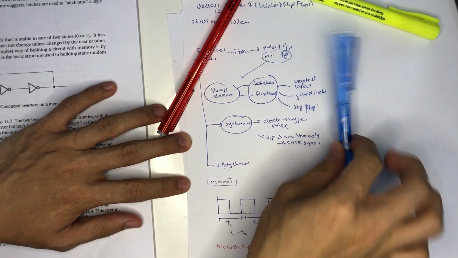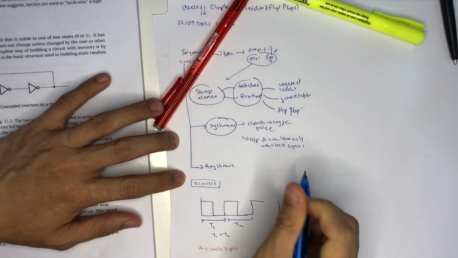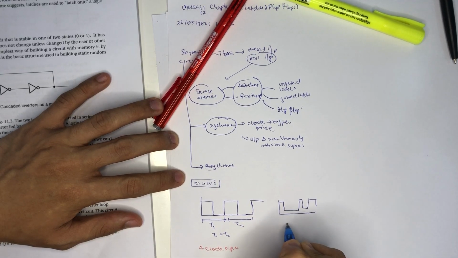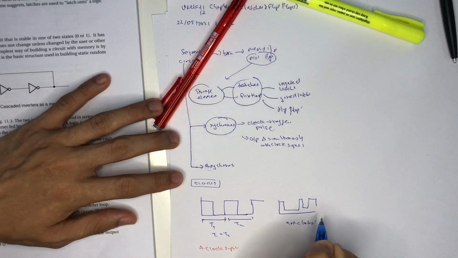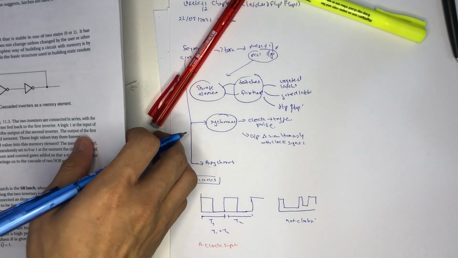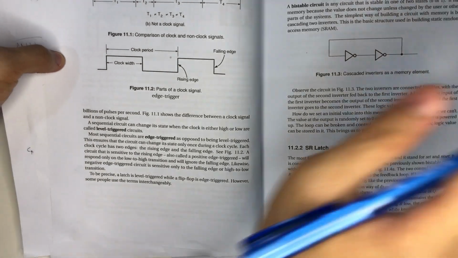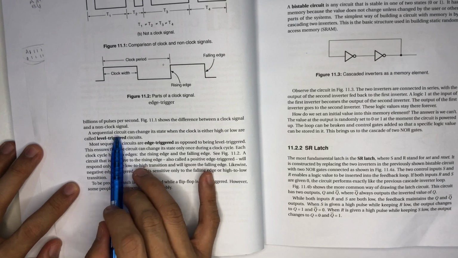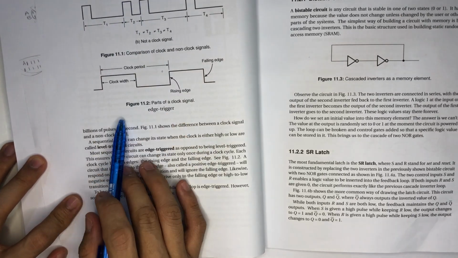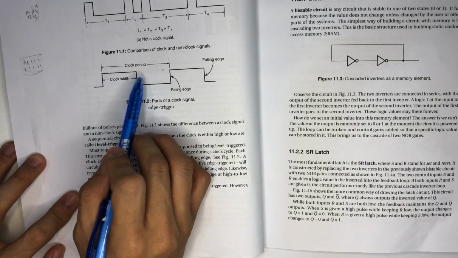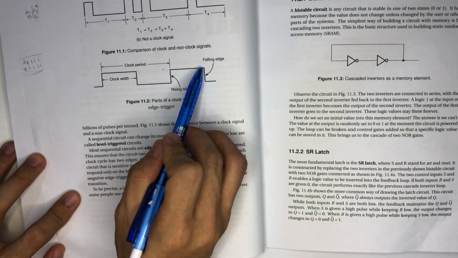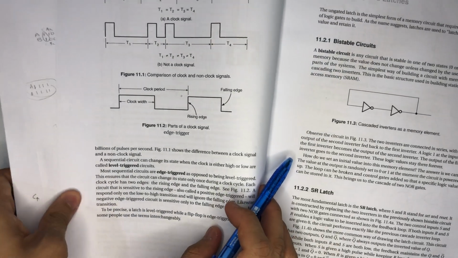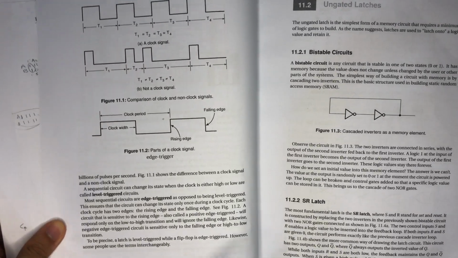Conversely, a non-clock signal has a non-uniform pattern, like this one. So this is not a clock signal. Then we have level trigger and edge trigger. This one is very straightforward. Level trigger is triggered by the level, and edge trigger is triggered by a change in the edge, whether from low to high or high to low. This is quite understandable even for those who don't have the module or the Thomas and Floyd book.